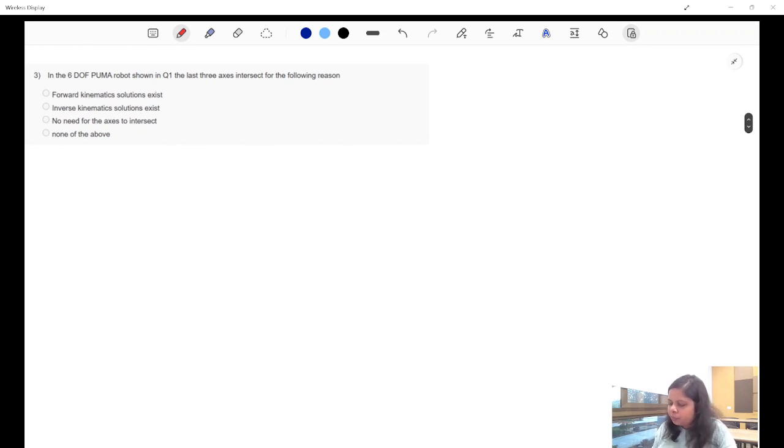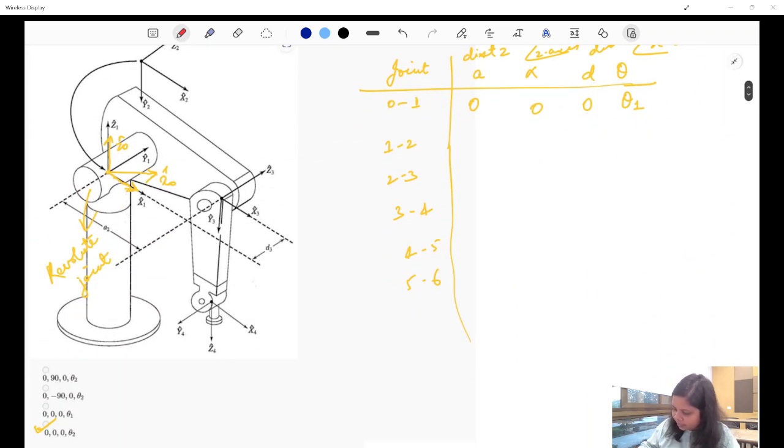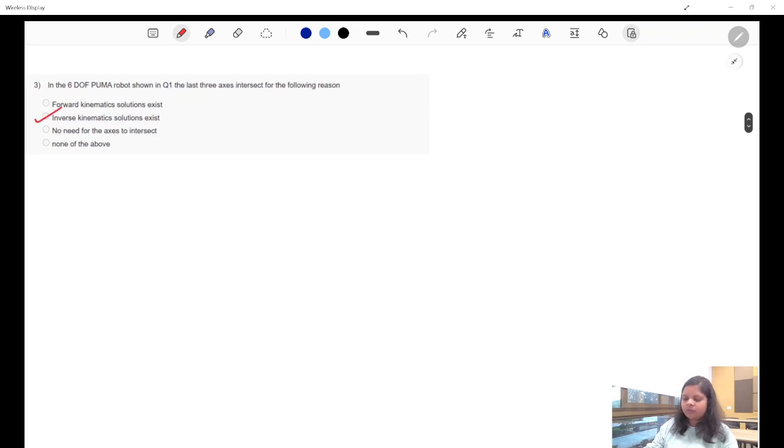Now, in the 6DOF Puma robot that we have already seen in question 1, the last three axes intersect for the following reasons. This part was discussed in the lecture. I showed you in the figure that there are three axes and all of them coincide, and that is really the reason why we are able to find the inverse kinematic solution. It has a long proof and everything has been covered in the lecture, so I'll not delve deep into that, but this is the reason. This is important.